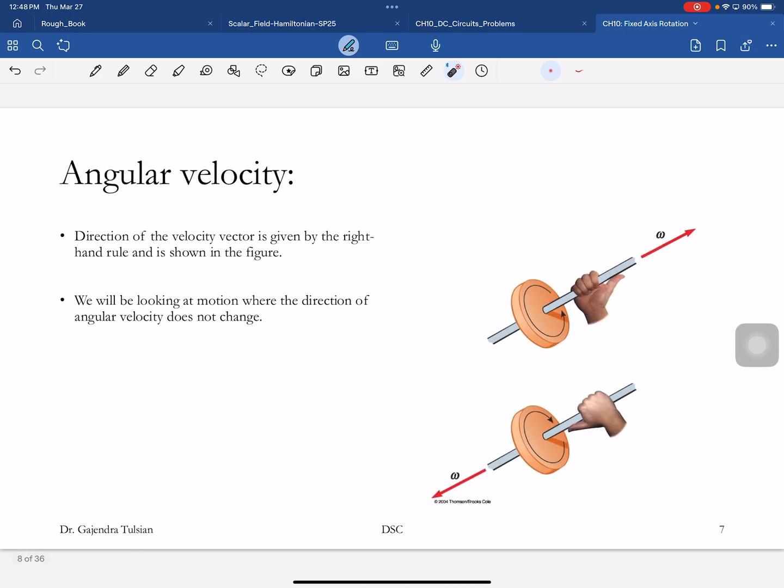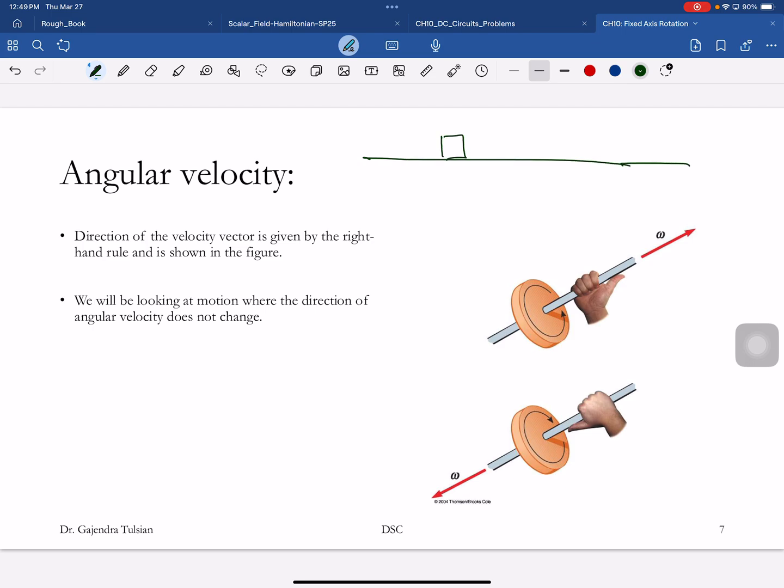So here is the direction of the angular velocity. If an object is rotating that way, you use your right hand: your fingers point in the direction of the rotation, and your thumb points in the direction of the velocity. So that is the direction of the angular velocity. That's the convention.